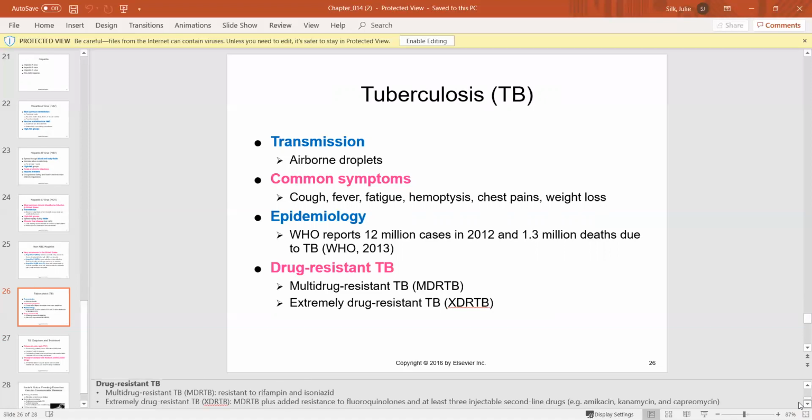With drug-resistant TB, multi-drug-resistant TB is resistant to rifampin and isoniazid. Extremely drug-resistant TB has added resistance to fluoroquinolones and at least 3 injectable second-line drugs. So that's kind of scary that we have extremely drug-resistant TB. If we don't watch out, before long we're not going to have anything to treat it.